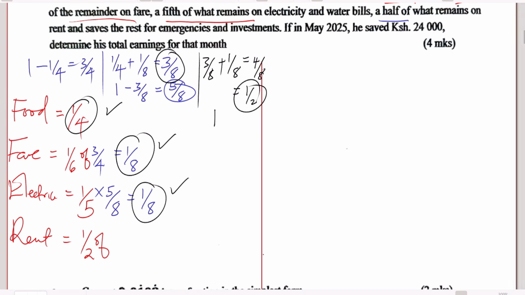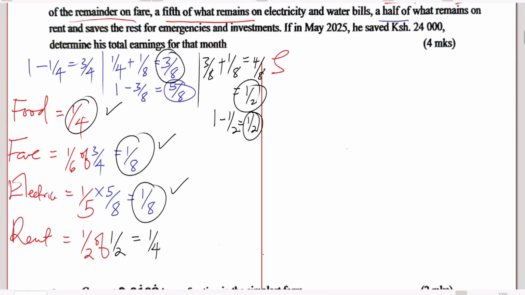So what remains? 1 subtract a half. Whatever remains is a half. So now rent will be half of what remains, and what remains is a half. Therefore rent will be a half of a half, which will be a quarter. And then he saves the rest.